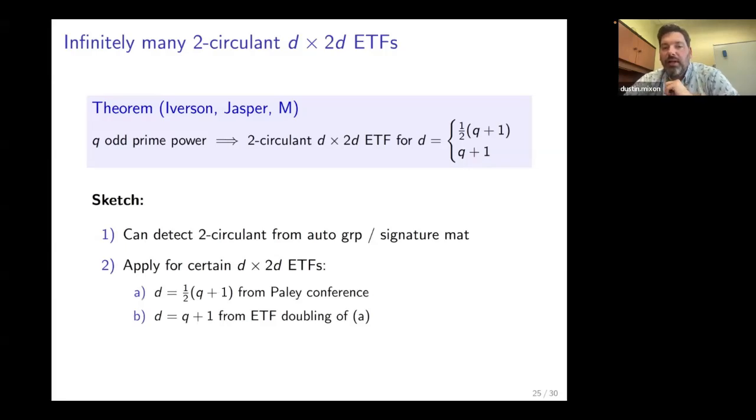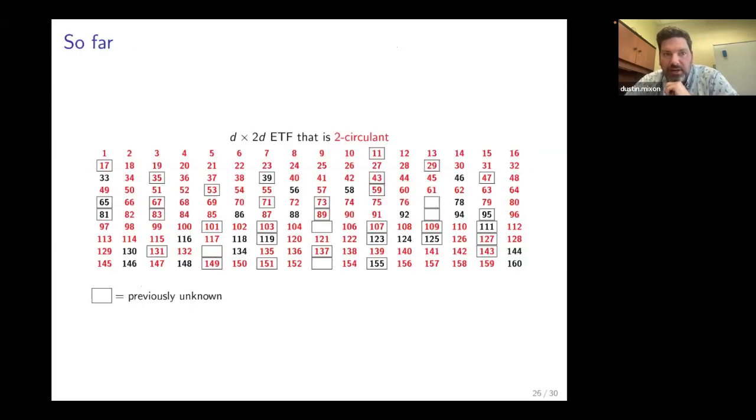So not just the doubled ETFs that we observe empirically are two circulant. It's like infinite families of two circulant ETFs. And that fills out this part of the table. So there are still some dimensions in black, and there are still some open boxes here. But we're not done with the talk.